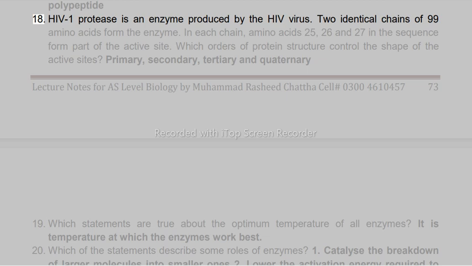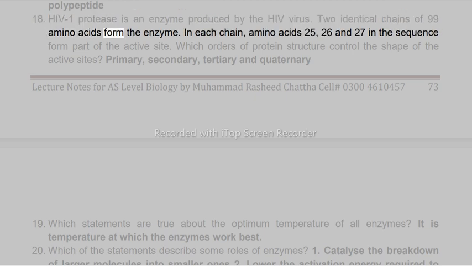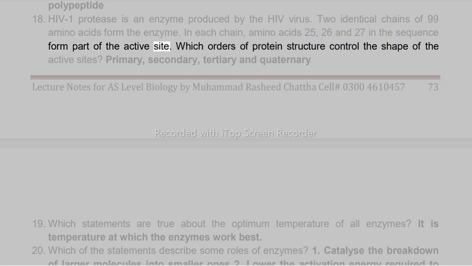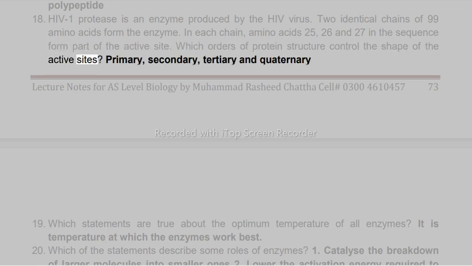18. HIV-1 protease is an enzyme produced by the HIV virus. Two identical chains of 99 amino acids form the enzyme. In each chain, amino acids 25, 26, and 27 in the sequence form part of the active site. Which orders of protein structure control the shape of the active sites? Primary, secondary, tertiary, and quaternary.